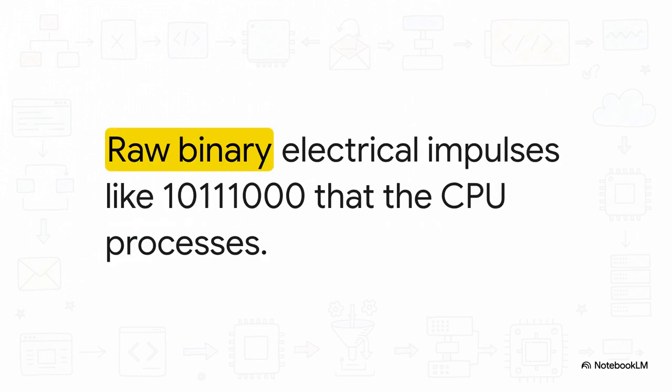And here is the final impact, post-assembly. Our original human logic, entirely stripped away. It's been transformed into raw machine code, just pure binary ones and zeros. These digits represent the exact raw electrical impulses that the CPU circuitry is going to physically process. It's pretty amazing when you think about it.